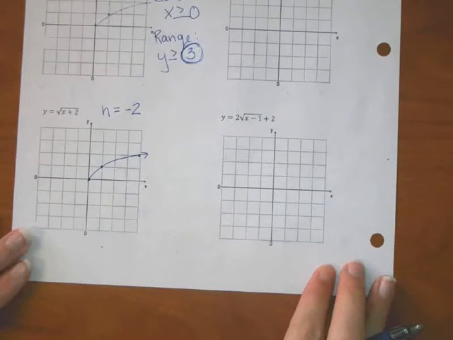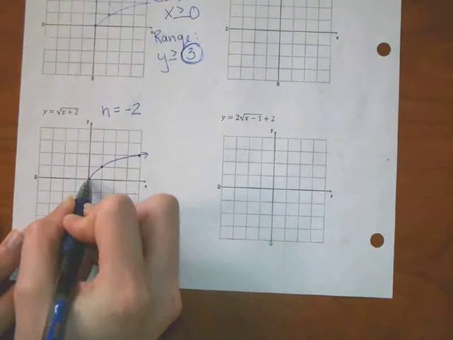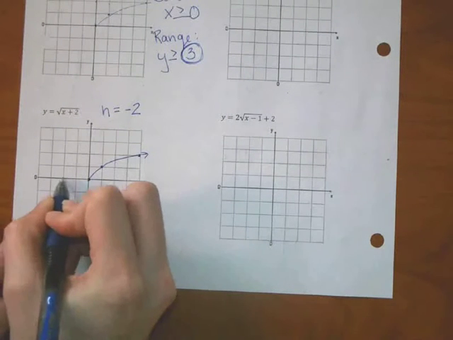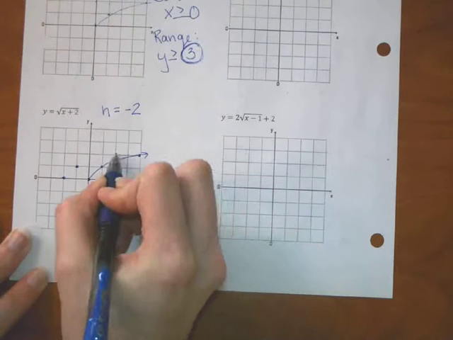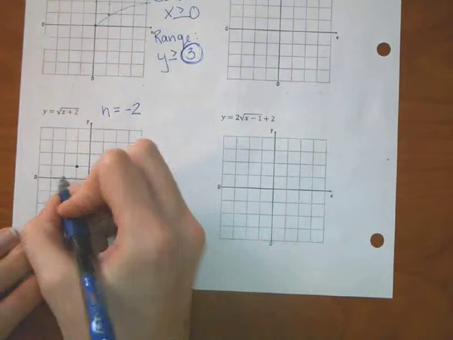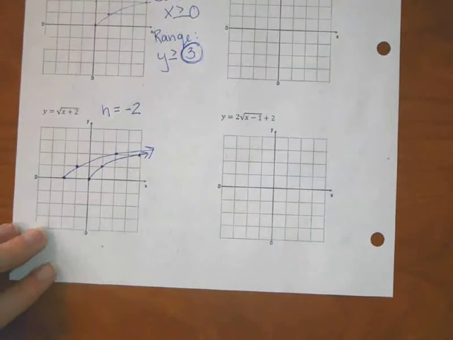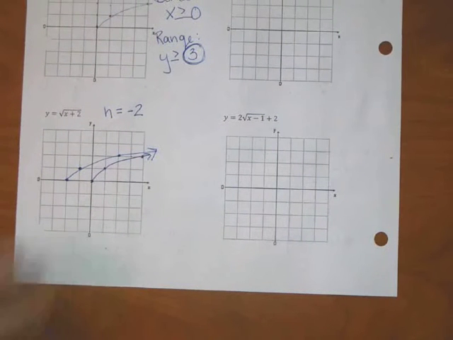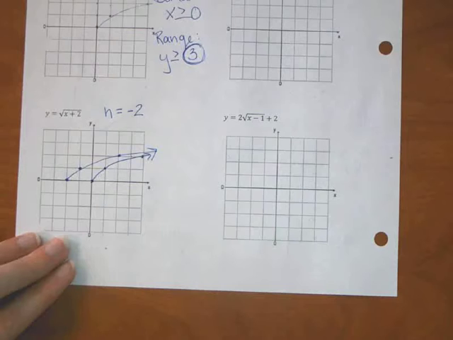All right, so we said we're going to go to the left. Let's start. You can start at any point you want. Go to the left, 2 to the left, and 2 to the left, and make your smooth curve. So this top one right here is going to be our graph of y equals the square root of x plus 2.